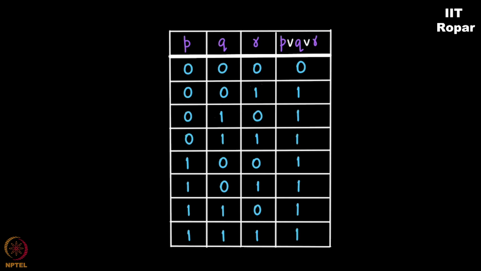So, the truth table of P or Q or R will have all 1s except for the first entry where P, Q, R are all zeros and hence the OR of P, Q and R will be 0.